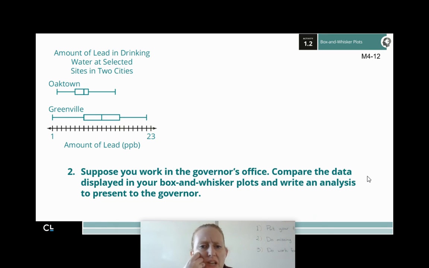Suppose you work in the governor's office. Compare the data displayed in your box and whisker plots and just write a brief analysis to present to the governor, right? You have to present this data to the governor. What do you notice about this data? Remembering that 15 parts per billion or less is good, okay? Hit pause, write down what you would report to the governor, and then hit play when you're ready to check your work.